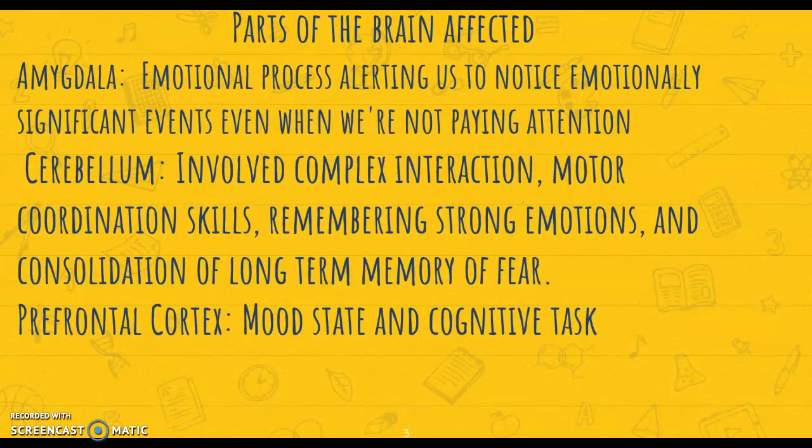signature assignment. Parts of the brain affected was the amygdala, emotional process, alerting us to notice emotionally significant events even when we're not paying attention. The cerebellum involved complex interaction, motor coordination skills, remembering strong emotions, and consolidation of long-term memory of fear. Prefrontal cortex, mood state, and cognitive tasks.